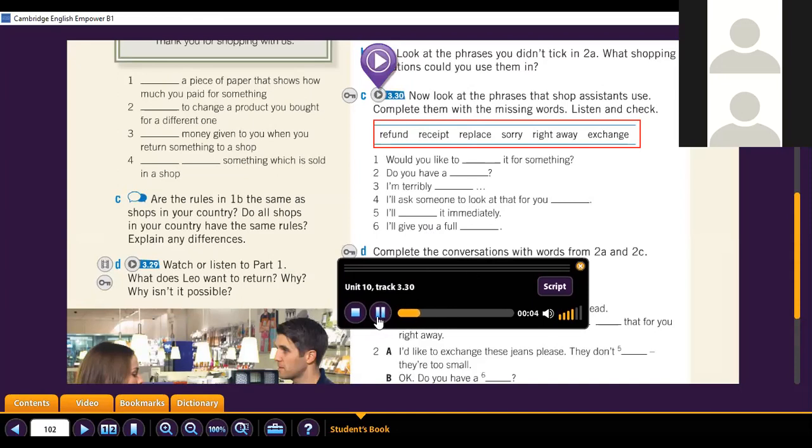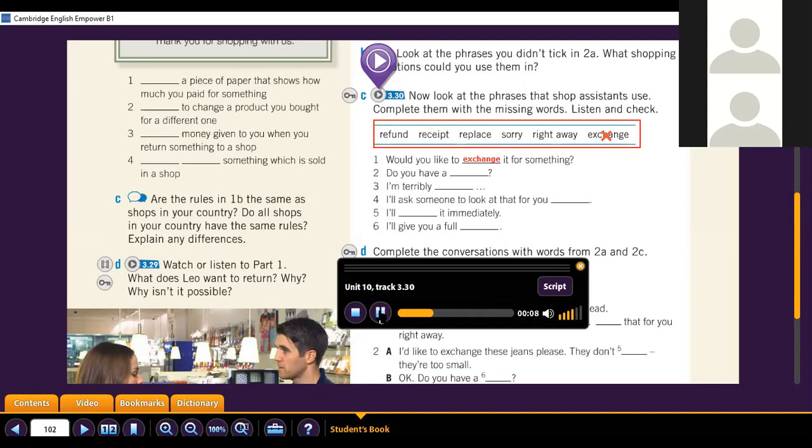Would you like to exchange it for something? So which word was it? Could you hear it? Exchange. That's right. Casi no se la entiende, ¿verdad? Casi se nos pasa por alto, es exchange. Would you like to exchange it for something? Very good. Let's continue with number 2.